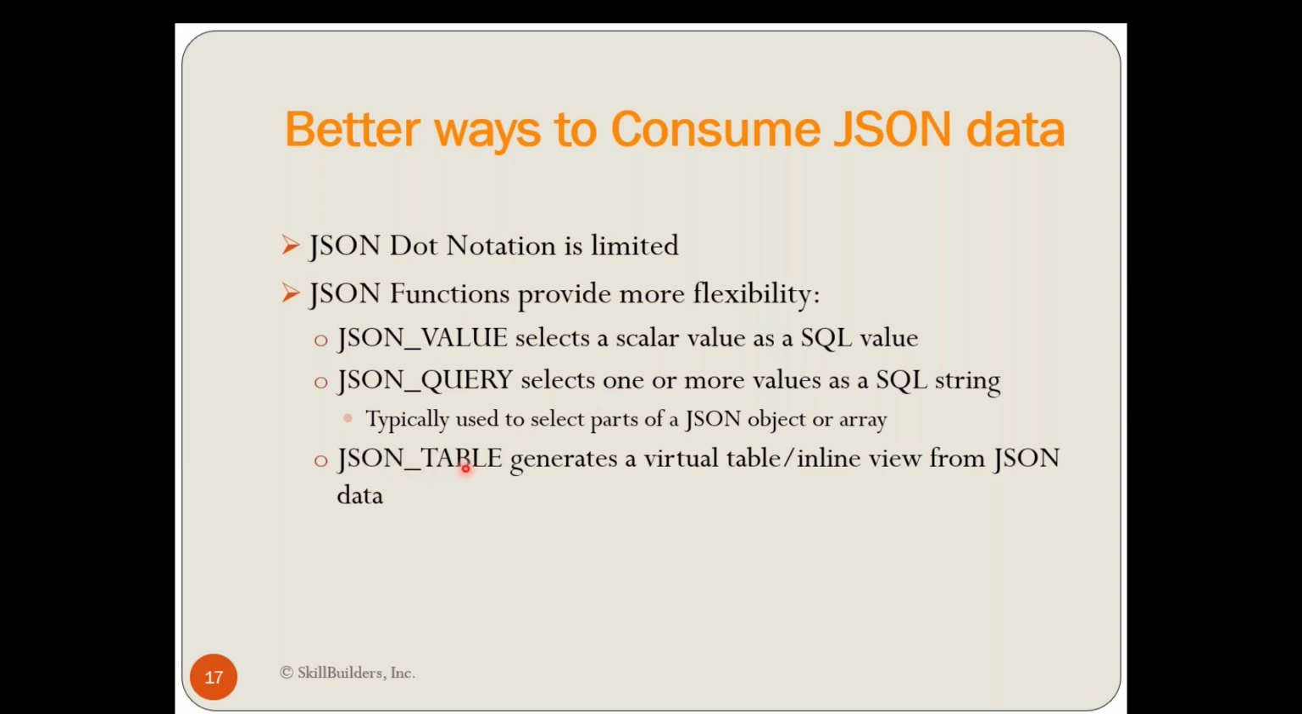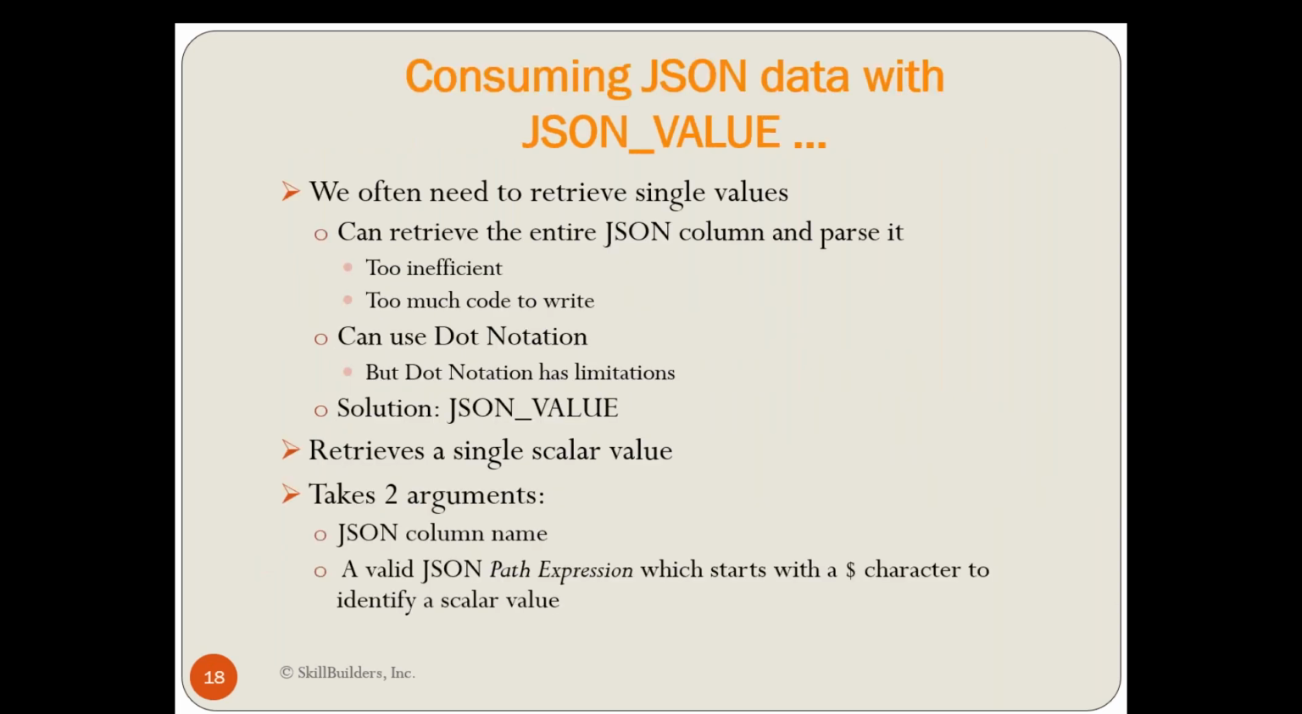And the third one is JSON_TABLE, which is really cool because it generates an actual virtual table or an inline view, whatever you want to call it, from JSON data, in particular if you have arrays. An array is in a single row, but it has multiple values. And very often you want each of those multiple values of the array to generate one row of output. Okay, how do we do that? Well, we're going to use JSON_TABLE for that. So that's what we're getting into now.